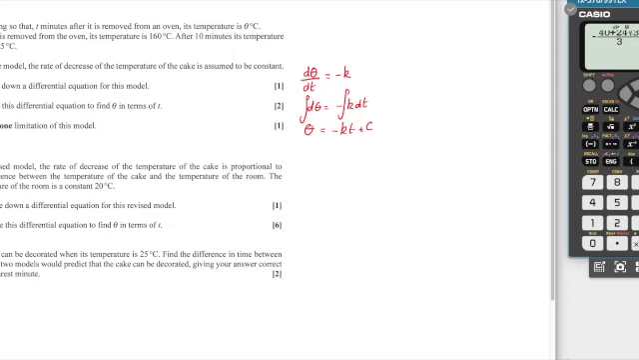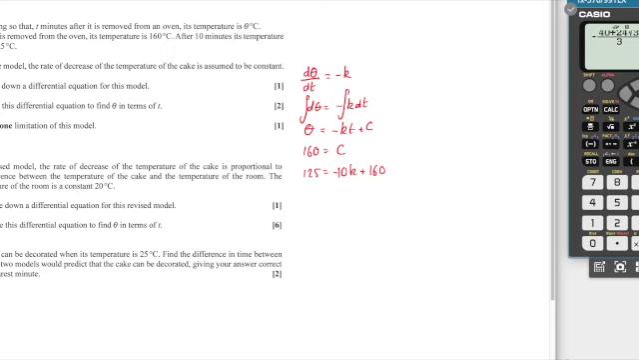We know initially, so when t equals 0, theta is 160, so 160 is equal to c. When t equals 10, theta is 125, so 125 is minus 10k plus 160.